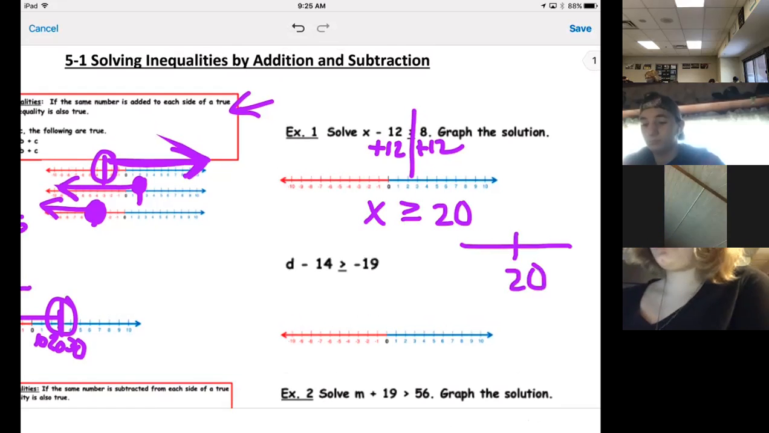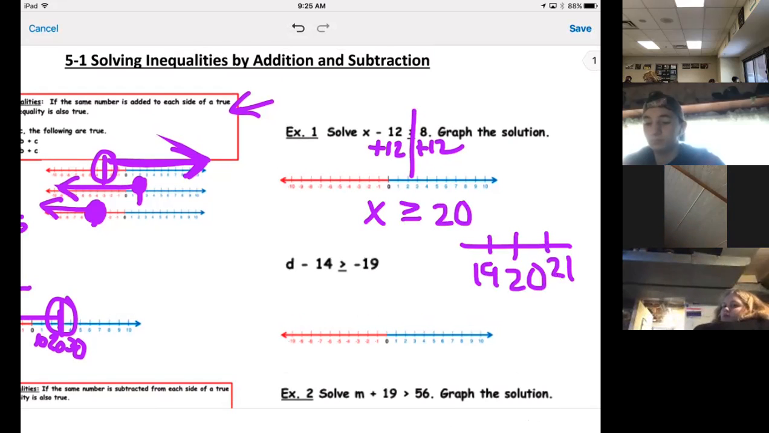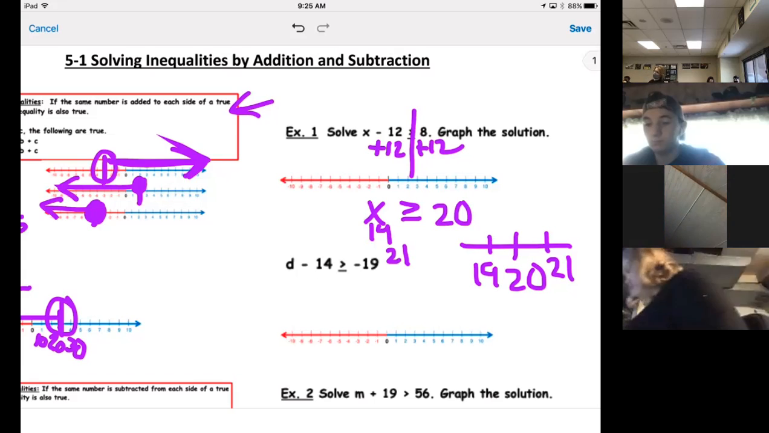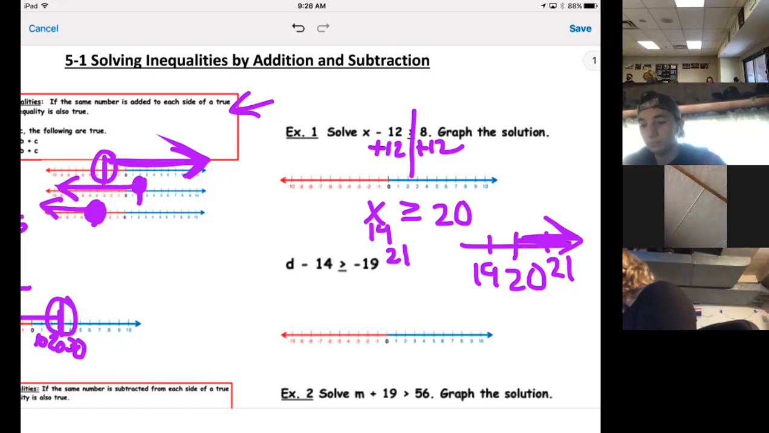Here's 20. To the left of 20 is 19. To the right of 20 is 21. Which one makes this true? 19 or 21? Lauren? Is 19 greater than or equal to 20, or is 21 greater than or equal? Does the alligator eat the bigger number when it's 19 or 21? 21. So here's 20. I got to go towards 21. Open circle, closed dot. Closed.